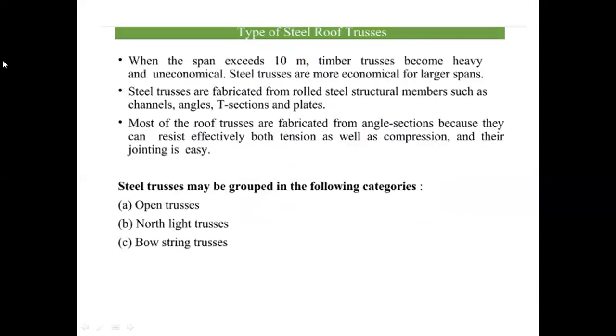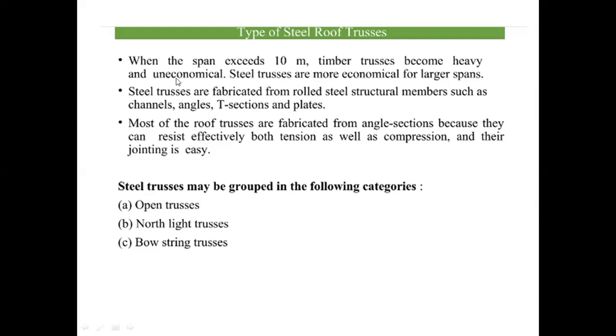In types of roof truss, based on material, we have timber truss and steel truss. Steel truss is more economical when you have a larger span. If the span is more than 10 meters, timber truss becomes very heavy, and that results in an uneconomical section. In most steel trusses, we use angle sections because they can withstand both tension and compression.